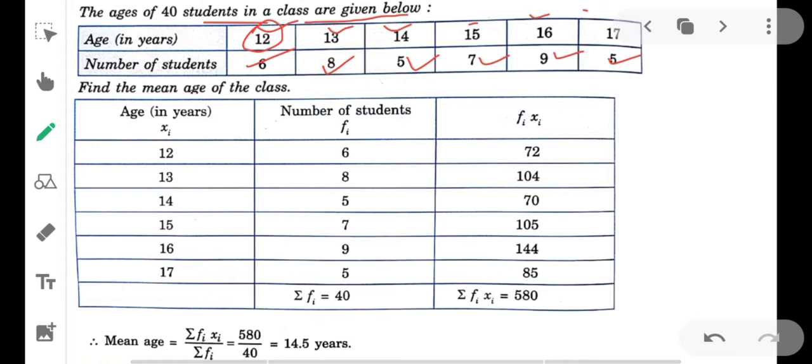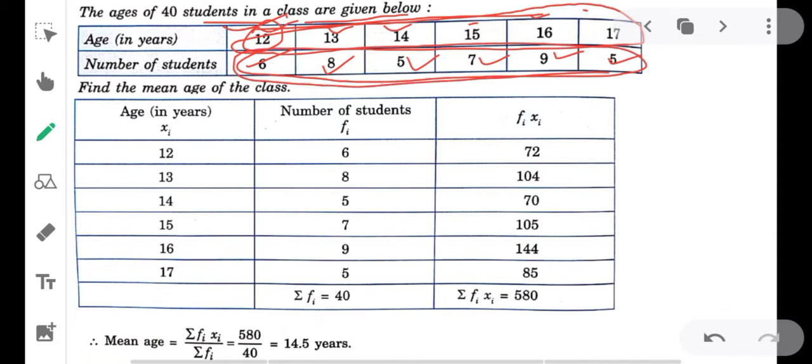Okay, so age is given and number of students is given. So these are the observations, 12, 13, 14, 15, 16, 17, and 6, 8, 5, 7, 9 and 5 are the frequencies. Clear? Now make a table. Here age is the observation as I told you, so represent this age as xi. Clear? Then in the second column write down the number of students.